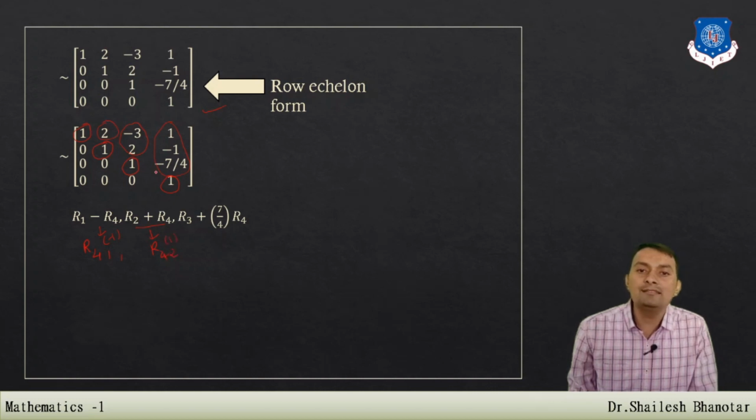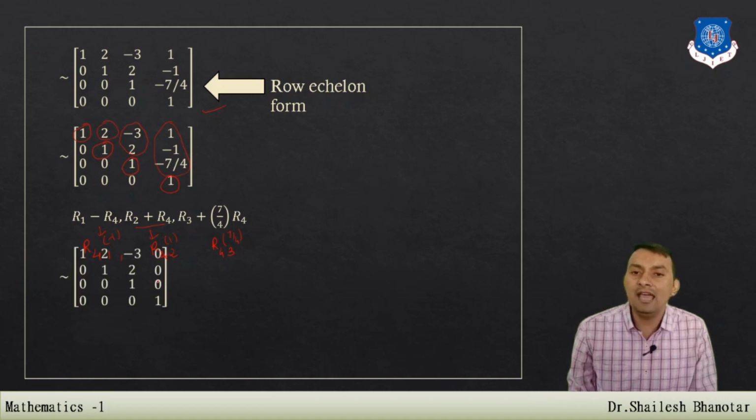Also I want to make here 0. So how can we make it 0? I have to multiply the 4th row by 7 by 4 and add it to the 3rd row, and therefore we are going to get 0, and you will get this one. But again this is over. That is the first step for the reduced row echelon form when we apply the back process.